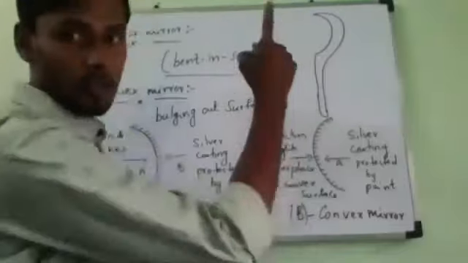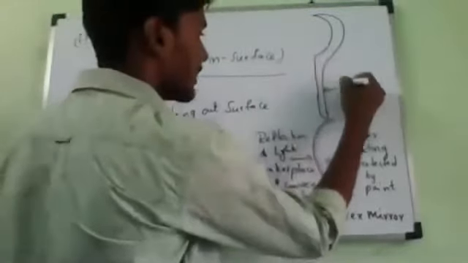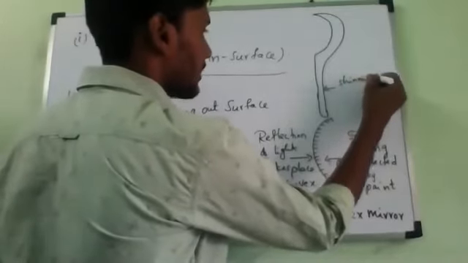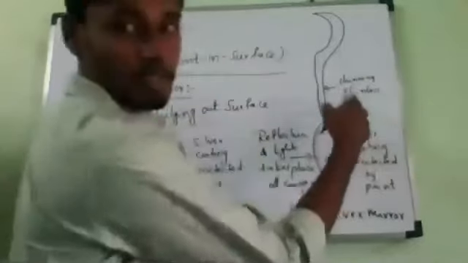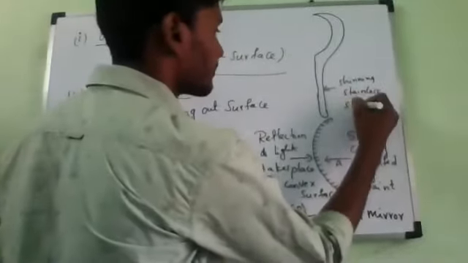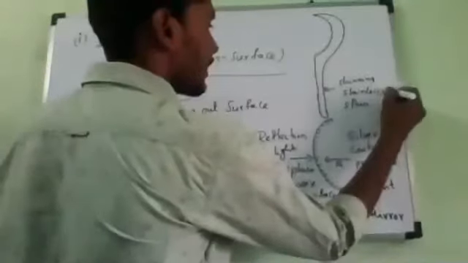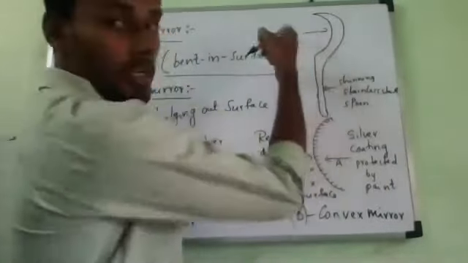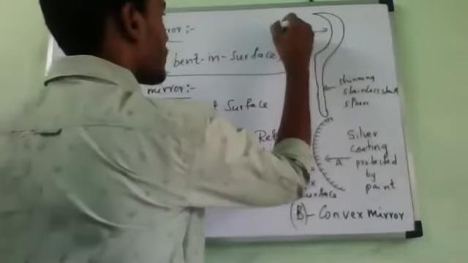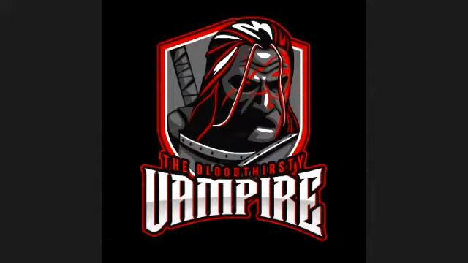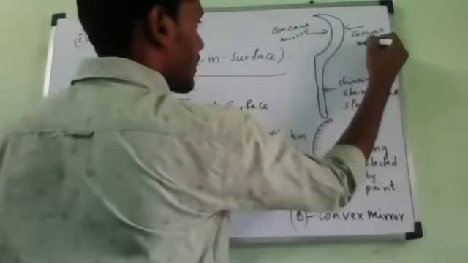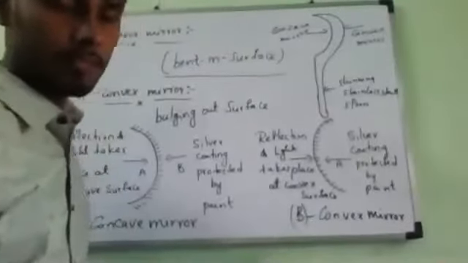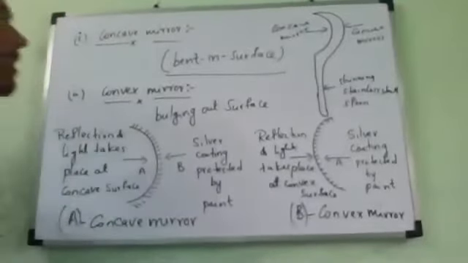So, for the spoon, you can take two surfaces. This is a shining stainless steel spoon. So now this surface is called what? Concave mirror. And this surface is called convex mirror. That is also you draw. Concave and convex.